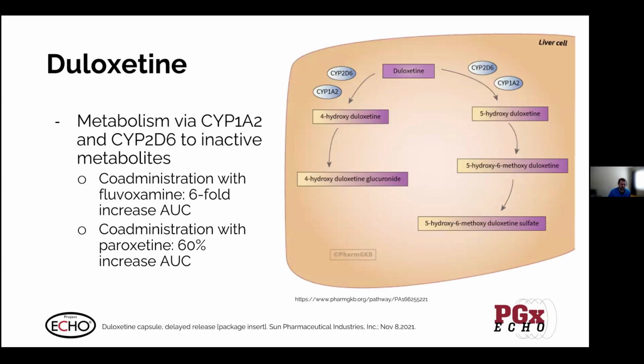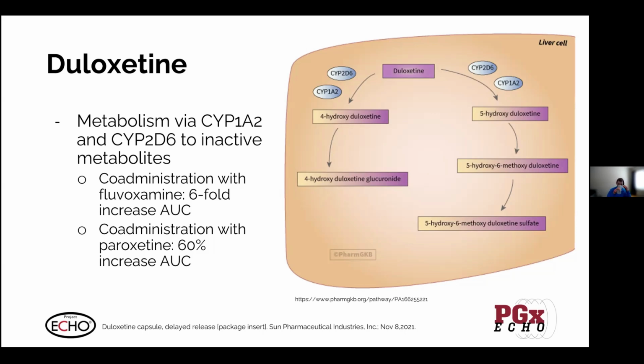Metabolism of duloxetine is primarily hepatic. Specifically, you can see here in the PharmGKB pathway via CYP2D6 and CYP1A2. Although there are two different pathways of metabolism, at this point, it is believed that really all of the downstream metabolites are inactive, and so our pharmacological activity from the medicine is really coming from the parent duloxetine.